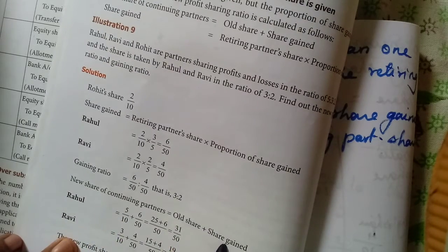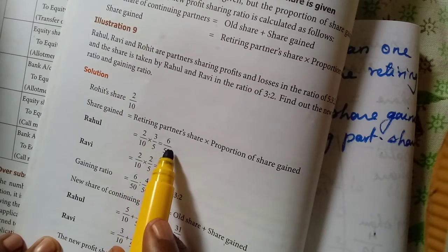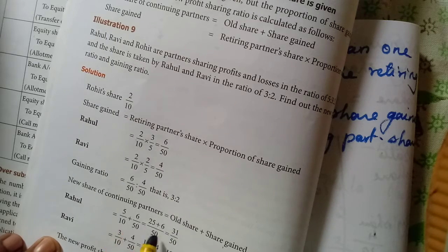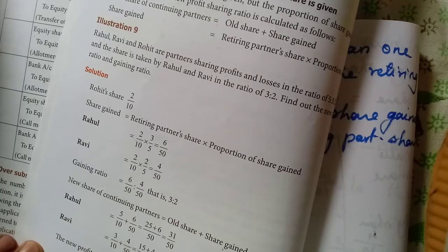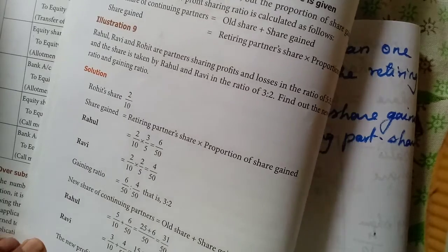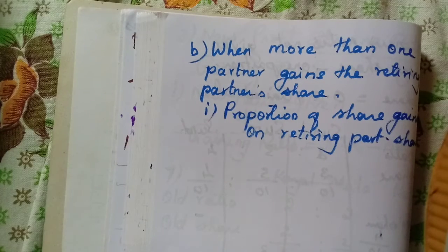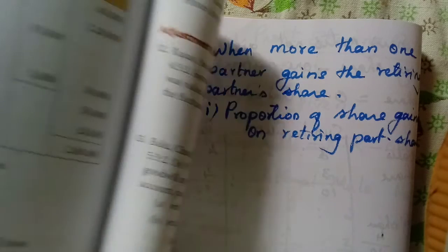Then we need to calculate the new share: old share plus share gained. Rahul's old share 5/10 plus his gain 6/50. We need to take LCM 50 to calculate. Then the new profit sharing ratio is 31:19. So shall we do the ninth exercise?